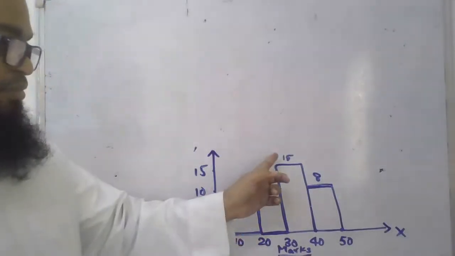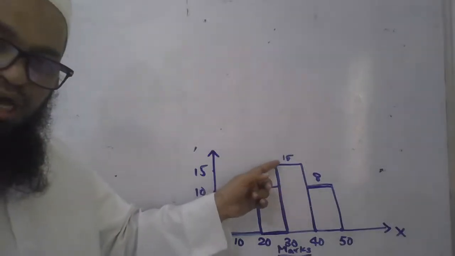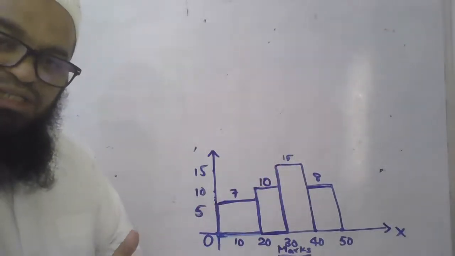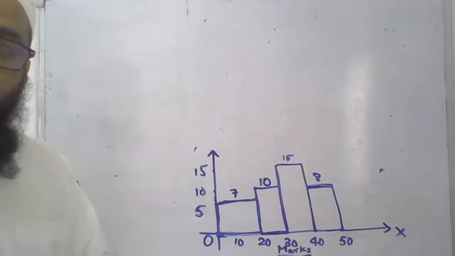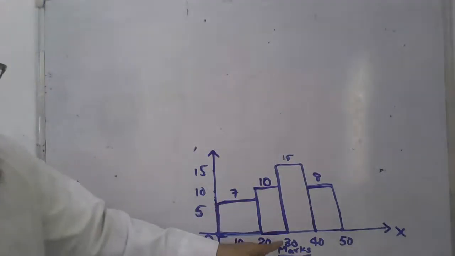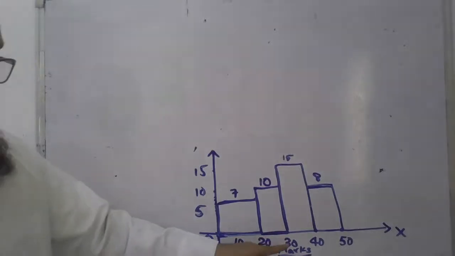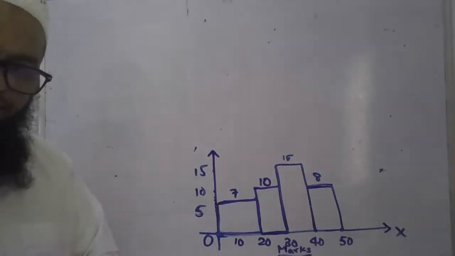I asked you, most number of students got how many marks? What is the highest number of students? Most number of students. 15. 15 students got marks in between 30 and 40. I asked you marks, and marks are represented on the x-axis. So the answer will be on the x-axis, 30 to 40. Understood? So 30 to 40.